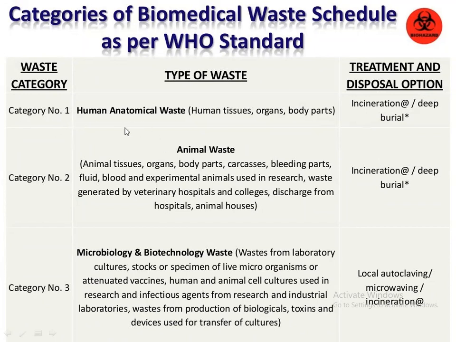Category 1 is human anatomical waste: human tissues, organs, body parts, etc. The treatment and disposal option given is incineration or deep burial. The body parts or any organ tissues are burned in the incinerators or they are buried. Second category is animal waste.